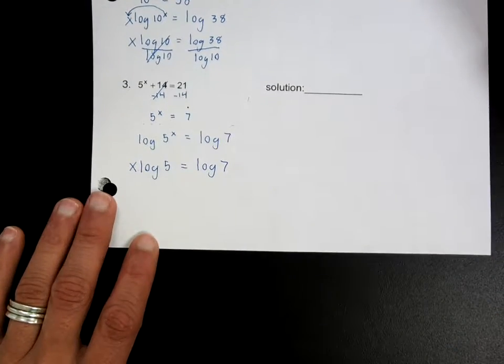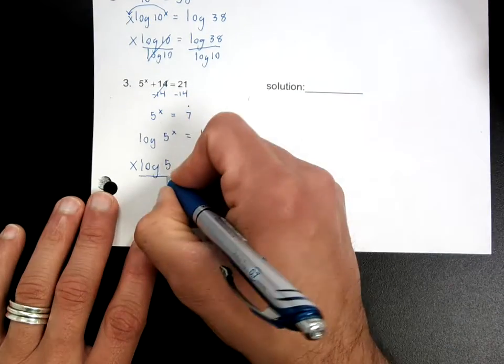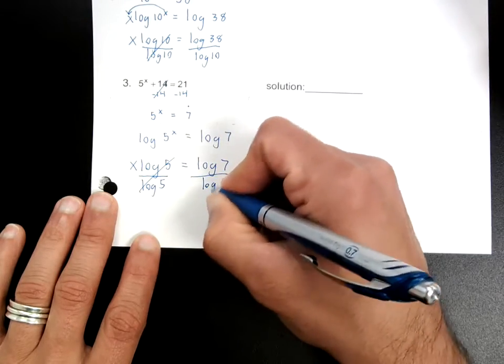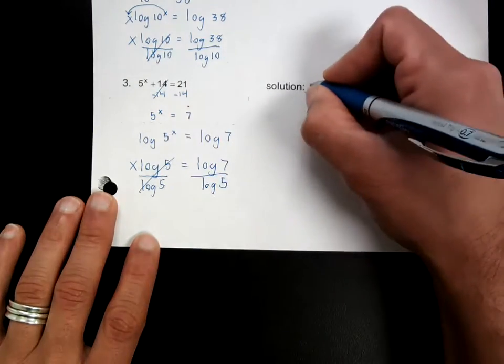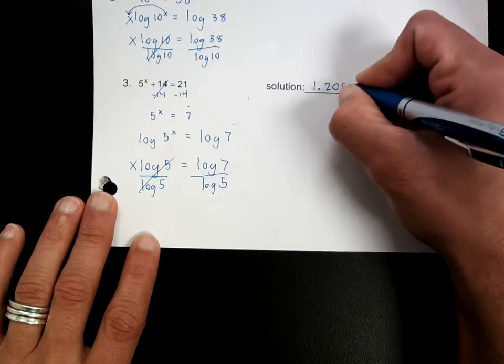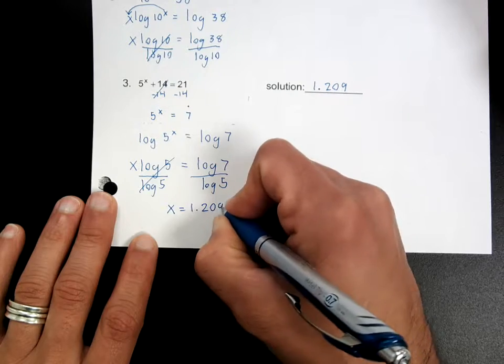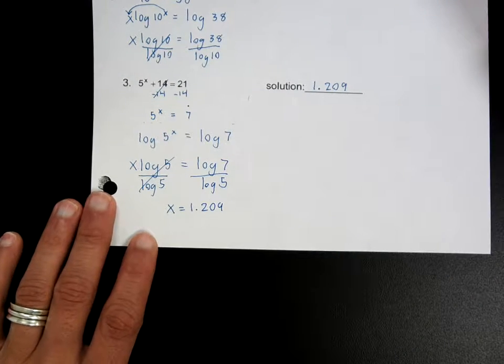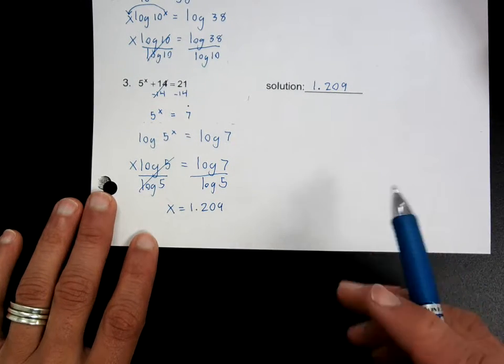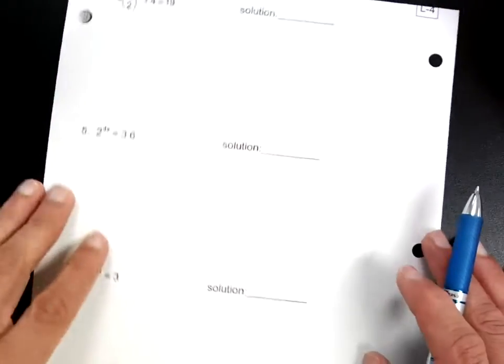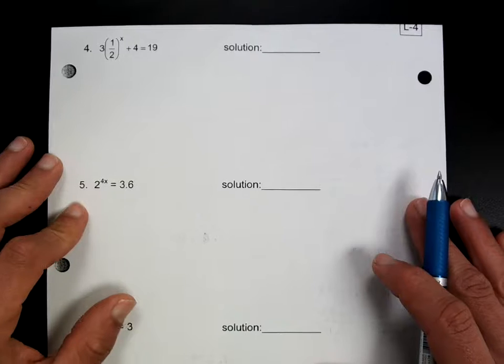Most of you were actually doing pretty well on this one. If you divide both sides by log of 5, what you should get is 1.209, I believe. Is that what we got? Again, make sure you always close those parentheses when you're dividing on the calculator. Let's go to the back here. This is just getting a little bit harder each problem.